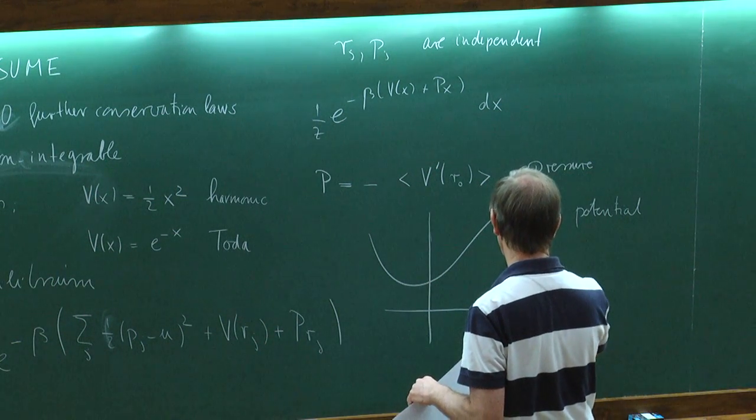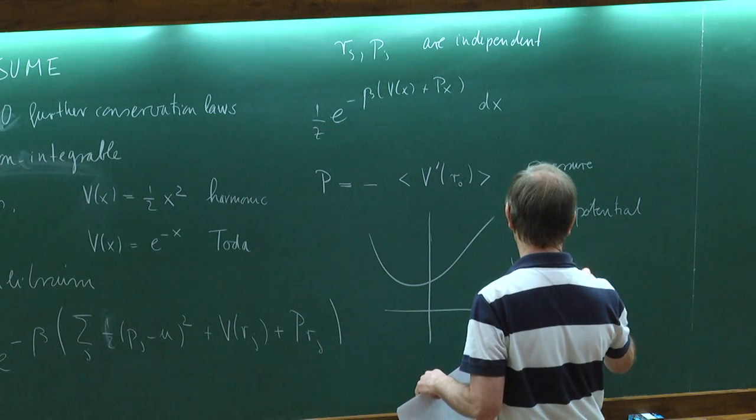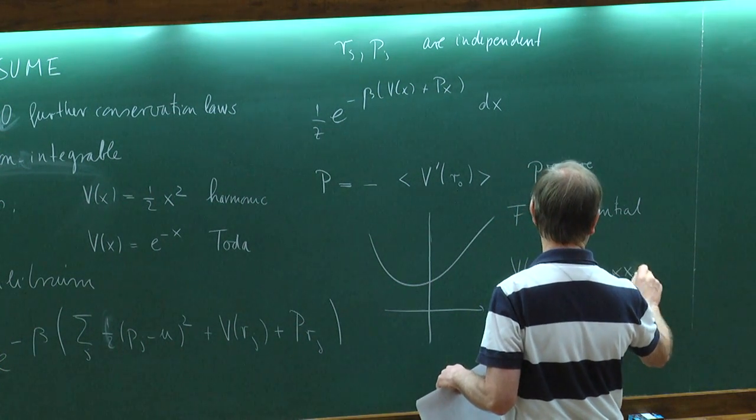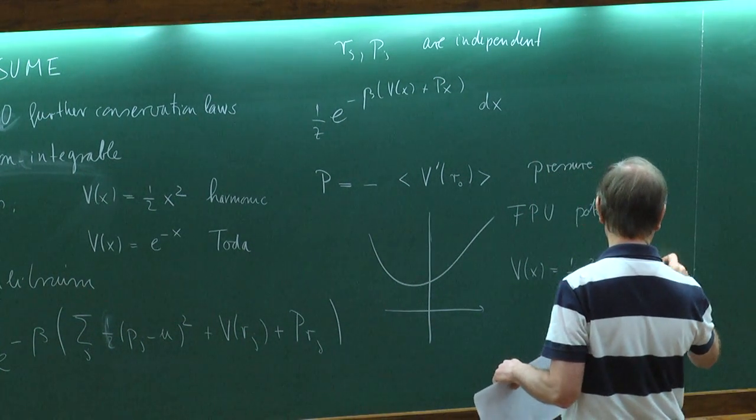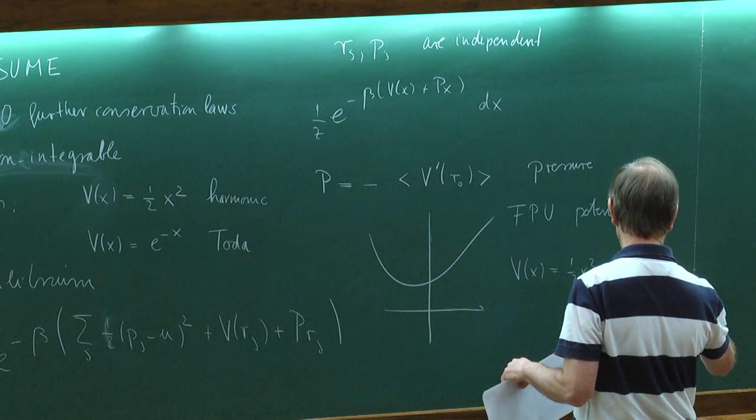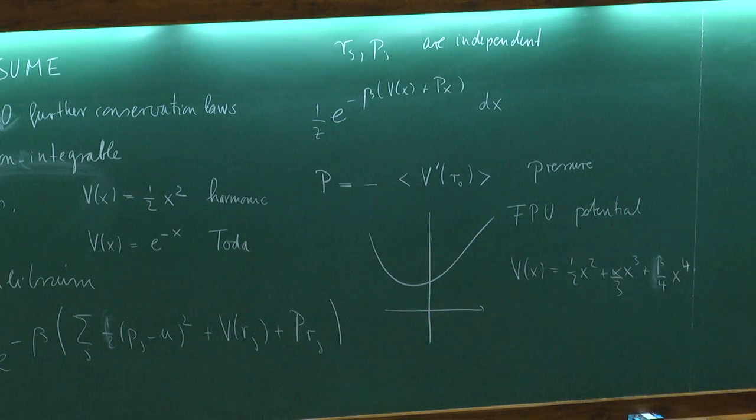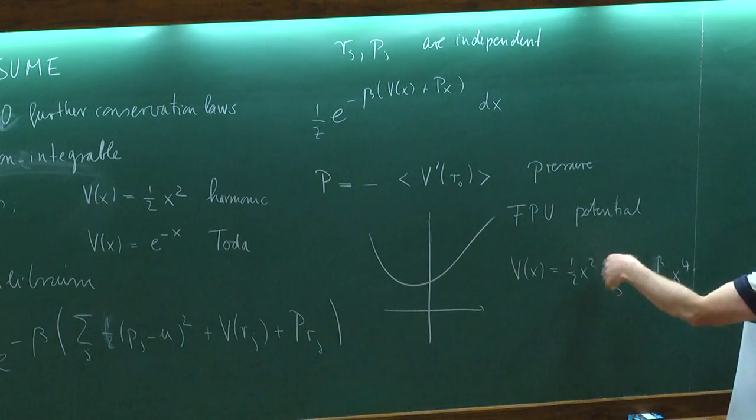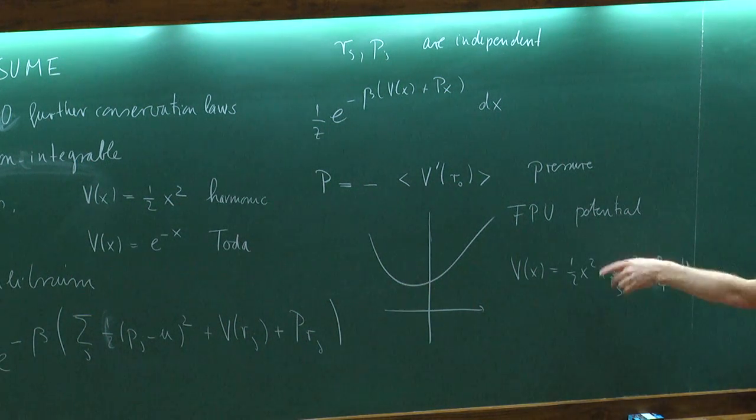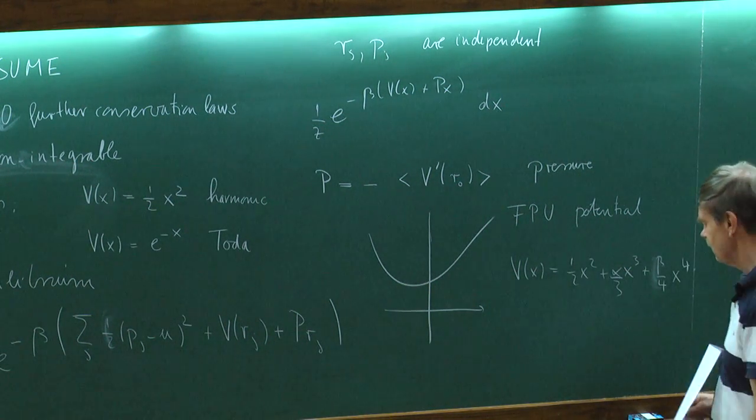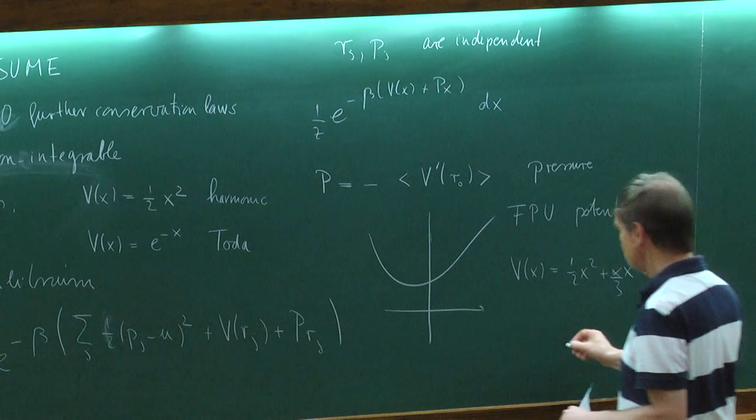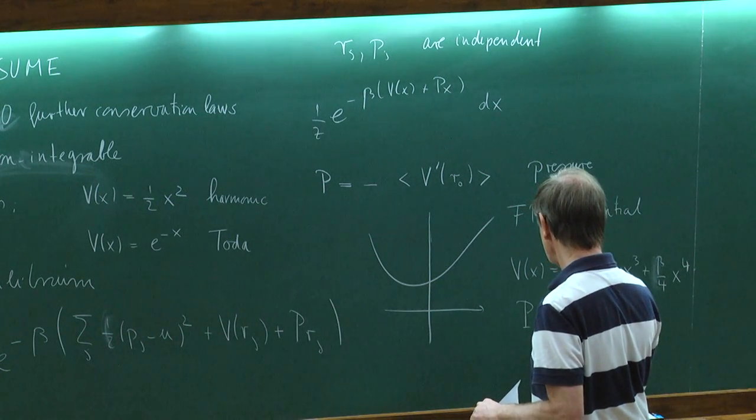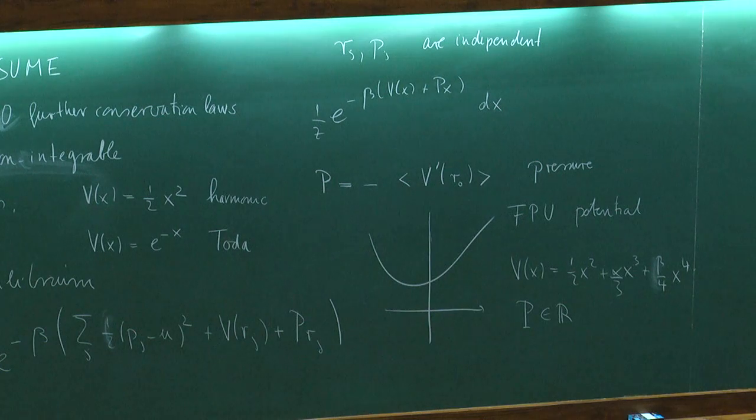This is a potential of the type V of x equals 1/2 x squared plus alpha x cubed plus beta over 4 x to the power 4. This is the Fermi notation. It's just an anharmonic potential. In the FPU experiment, on the very early computers, they simulated, I don't know, 16 of these nonlinear oscillators. So this would be one case. In this case, of course, the P can be completely arbitrary; it can realize any pressure in the system.